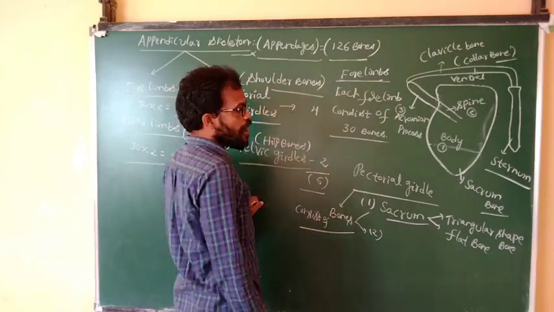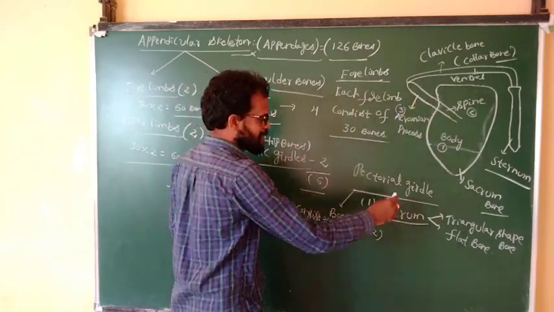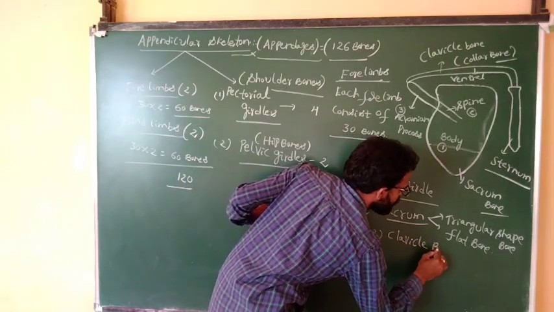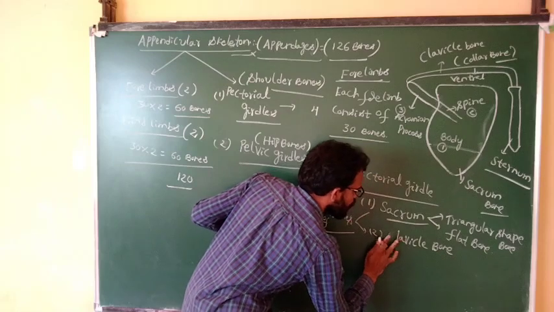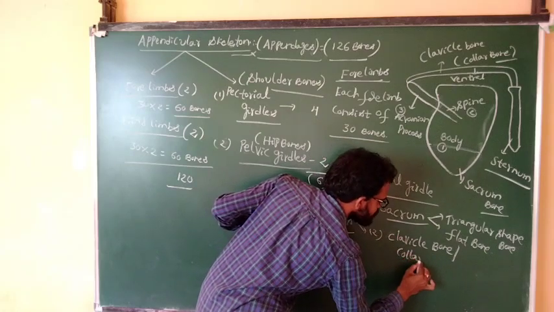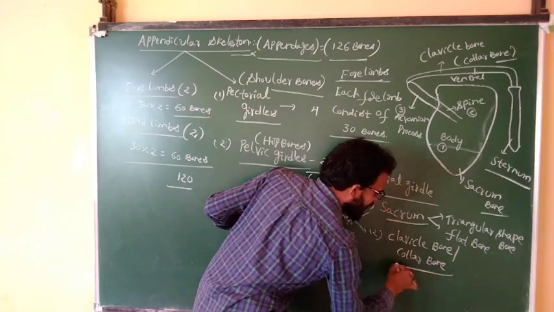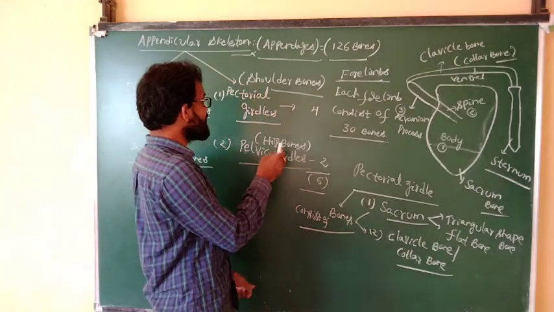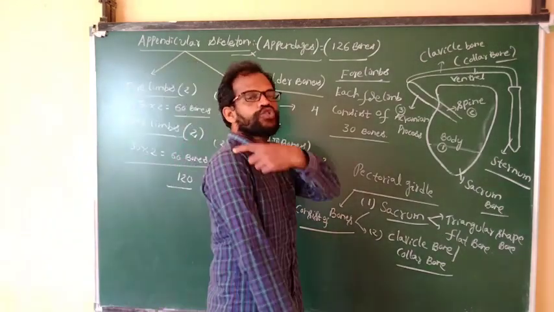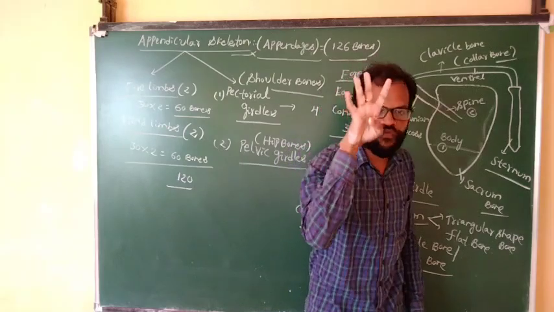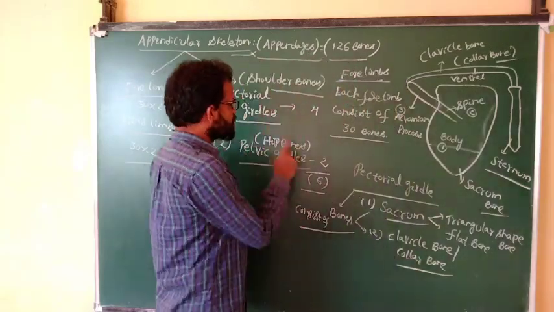The second bone of the pectoral girdle is nothing but the clavicle bone. What is the bone? Clavicle bone. The clavicle bone is nothing but the collarbone. What is the bone? Collarbone. How many pectoral girdles are present in each forelimb? Two pectoral girdles here, two pectoral girdles here. The total pectoral girdle is 4.